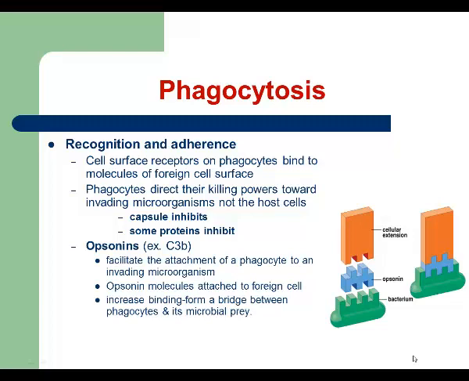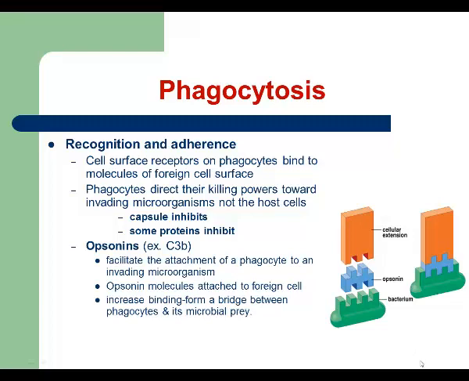So basically what phagocytes do is, the first step, they recognize pathogens, then they attach to their surfaces. The next step, they engulf the pathogens, and then they destroy them, and finally they expel debris into the bloodstream. So the first step of phagocytosis is recognition.